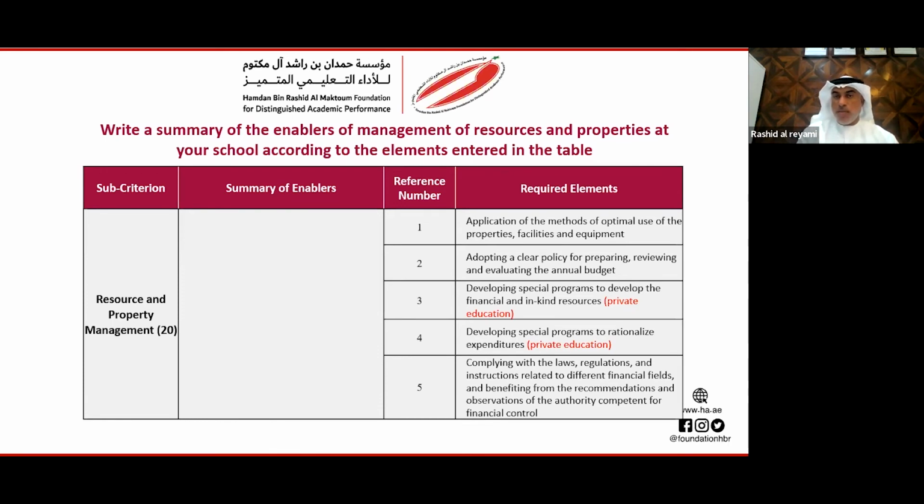So please make sure that you look at the elements and you look at your schoolwork. Then you write your summary. After you write your summary, I need the approval of that summary. Then you put for me your evidence. If you do this, you will get the full mark. Then you will be eligible to be visited in your school. This is now the first part.